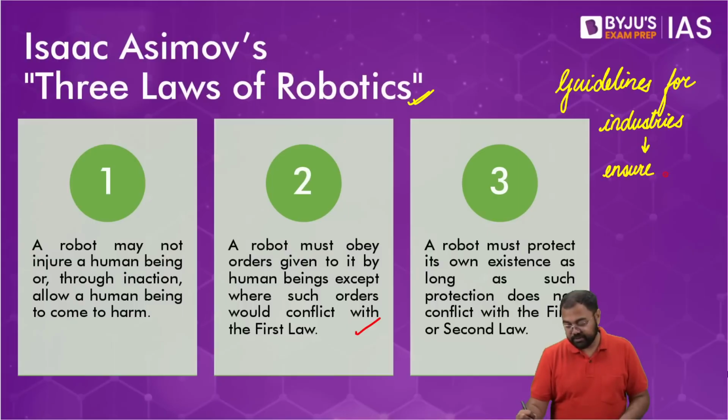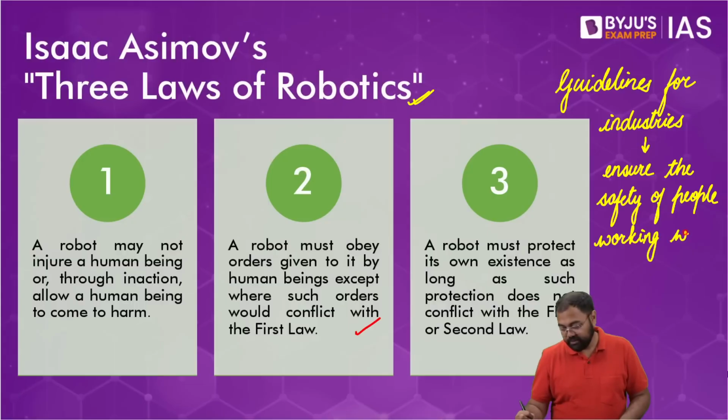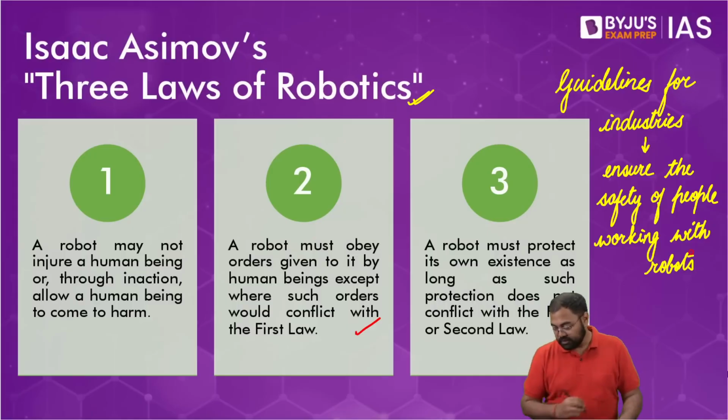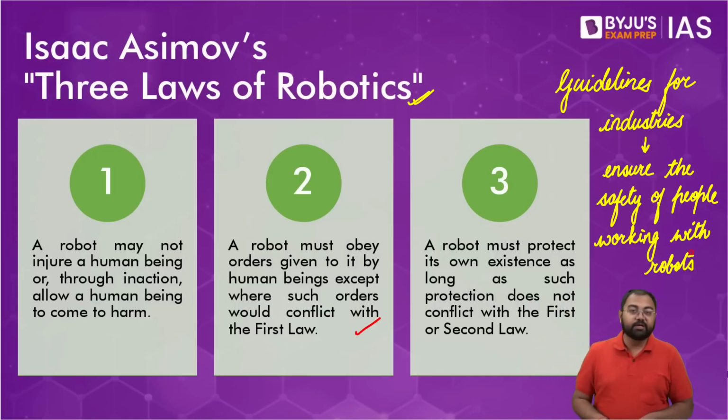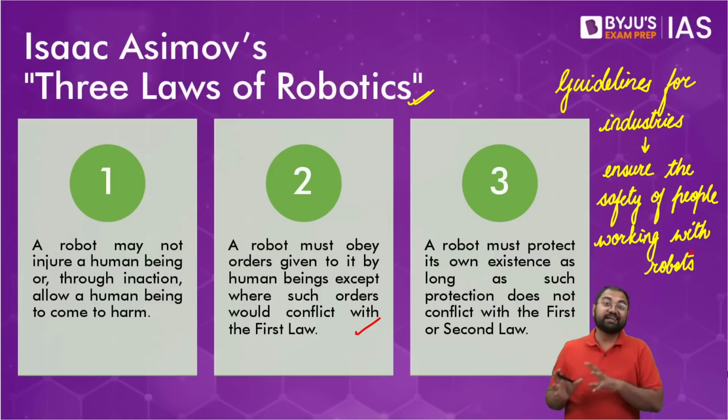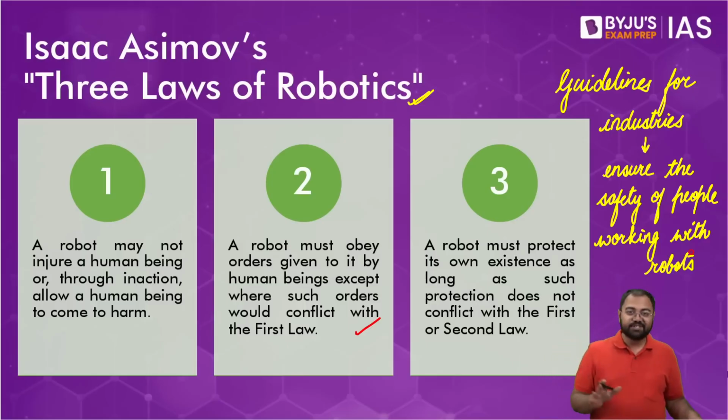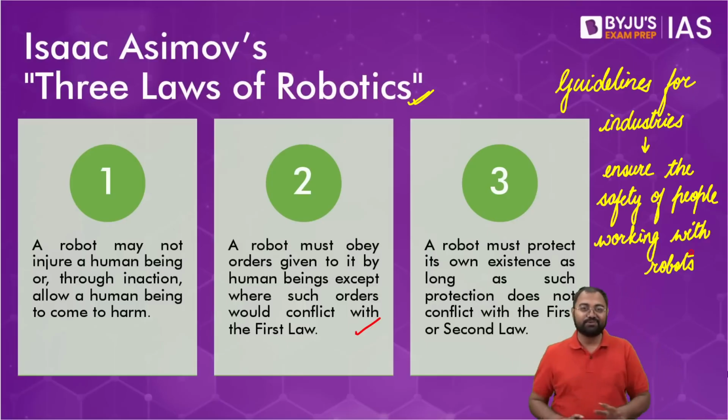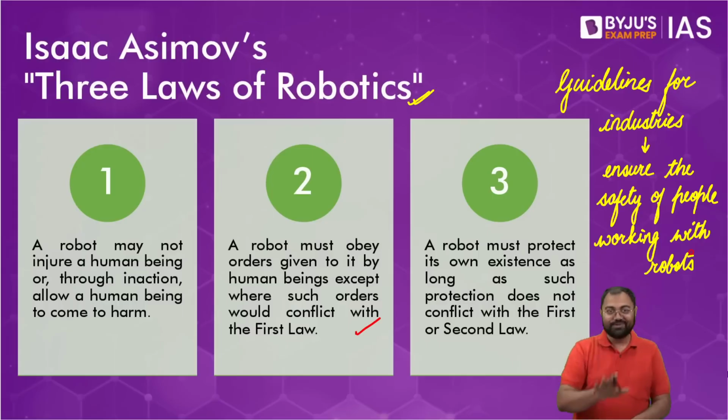This would ensure the safety of people working with robots. So that's why this became a very crucial set of guidelines, and these guidelines also have been used in films, in a lot of science fiction based films. These kinds of laws actually have been used, where you'll see the violation of those laws also happening.